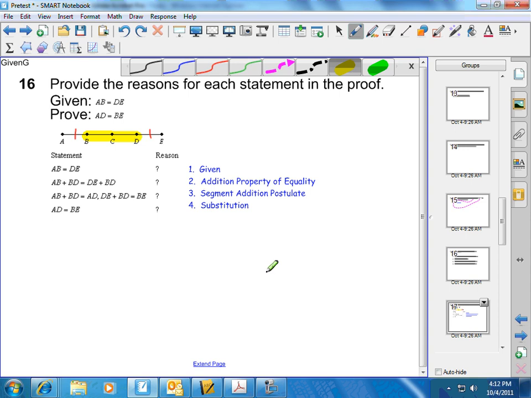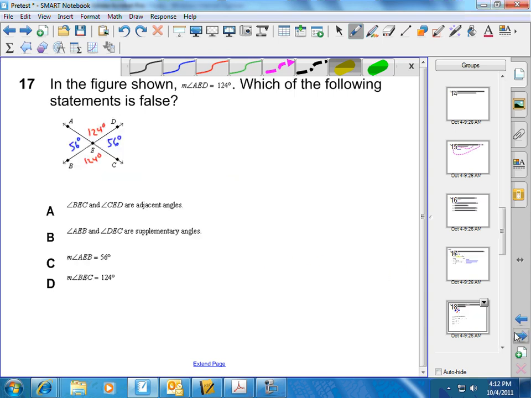And now let's look at number 17, see what we have here. All right, number 17, in the figure shown, the measure of angle AED is 124 degrees. Which of the following statements is false? So I just went ahead and labeled everything I had. You can't write on your test usually, but I just went ahead and labeled that. Because if angle AED is 124, the vertical angle is going to be the same. And then I know these two angles make up a straight angle. They're a linear pair, so the two together make 180. So I subtract 124 from 180, and I'm left with 56. This angle BEA must be 56, and this angle must be 56.